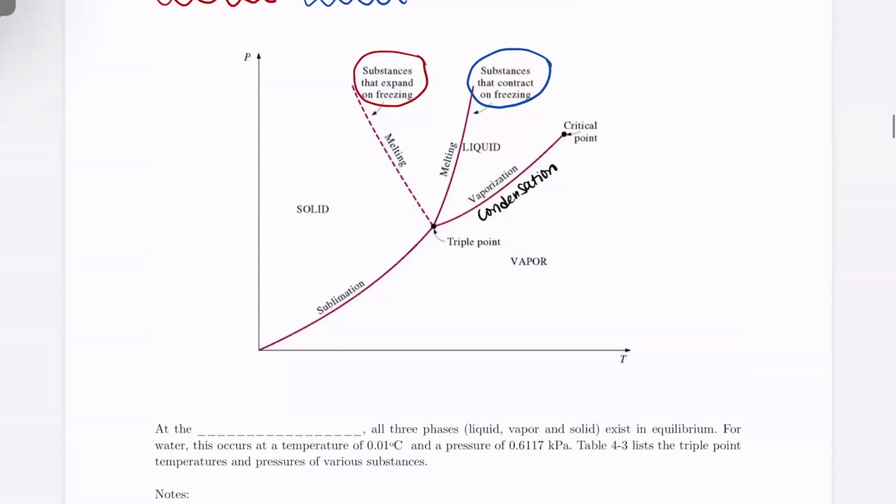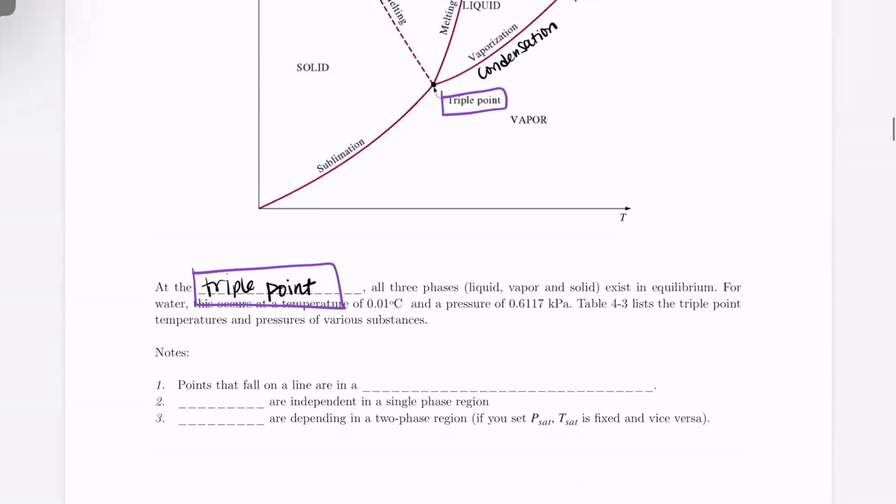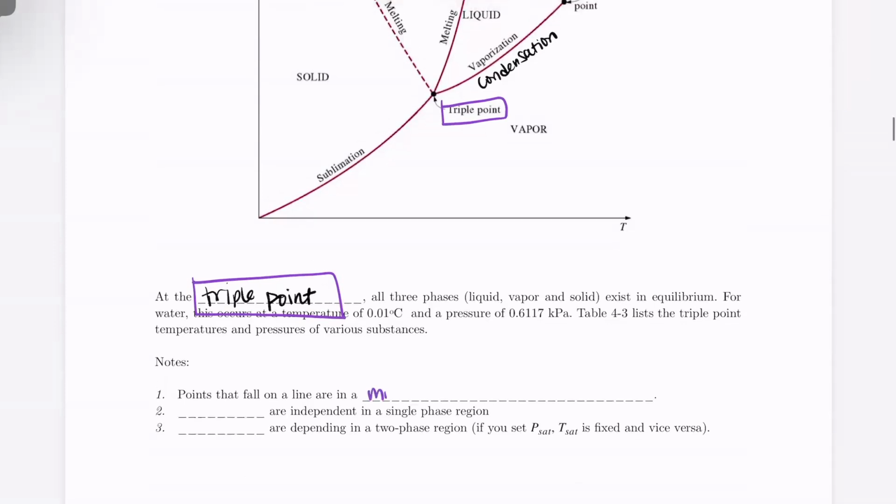At the triple points, which I mentioned on a couple of these plots, but didn't really talk about too much. The triple point means that all three phases exist in equilibrium. So you have liquid, vapor, and solid existing. So that is here. Couple notes about this. So points that fall on a line are in a mixture involving the two phases that separate the lines.